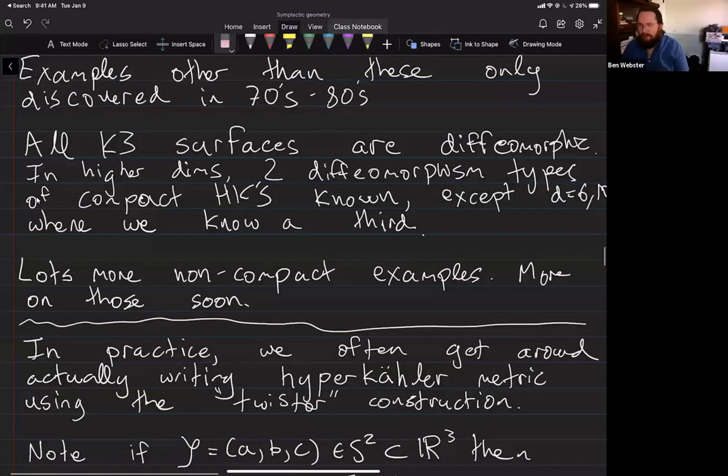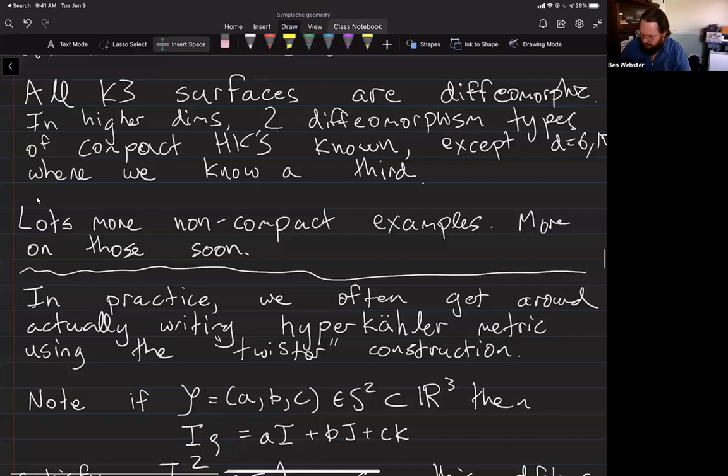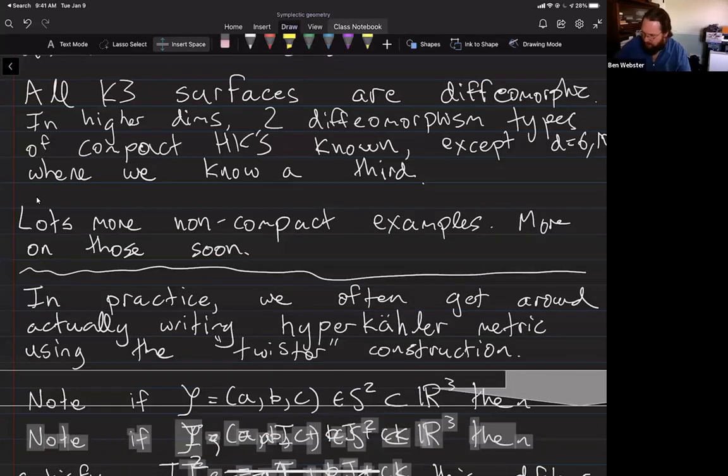A common theme with special holonomy is that it's really hard to write down the metrics if you just pick some coordinates and write them down. It's better to rephrase things, if you can, in terms of a more algebraic condition, something that's easier to check. Yau's theorem is a great example of this. So let me just add a comment here.